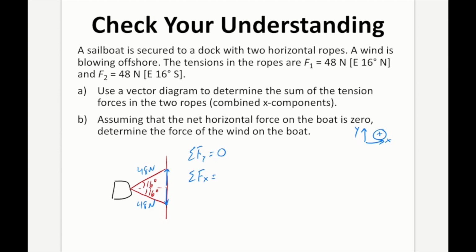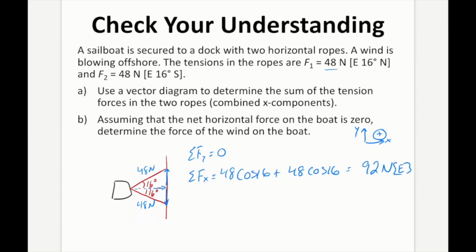So the sum of the forces in the x direction is going to be 2 forces that are both acting in this direction. We're going to say it's 48 cos 16 plus 48 cos 16. And that equals 92 newtons. And the direction we're given is east. And that's our final answer to 2 sig digs, which we need.